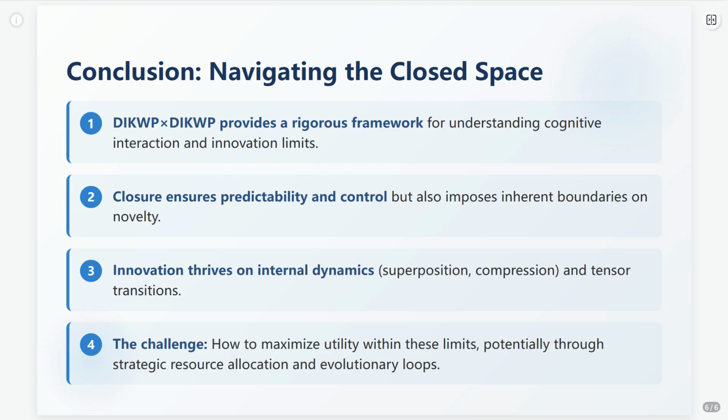The big takeaway is understanding these boundaries helps us strategize how to squeeze maximum value out of the system we have, maybe through smarter resource management or letting it evolve within its own rules. Want to break free? That's where thinking beyond DIKWP, maybe adding meta layers or nonlinear intentions, becomes crucial. Food for thought.